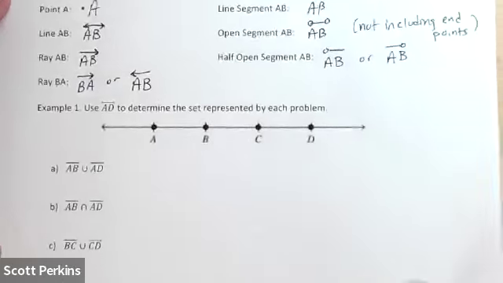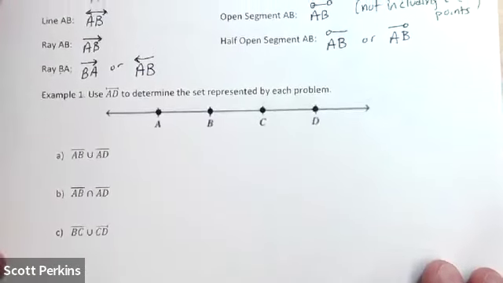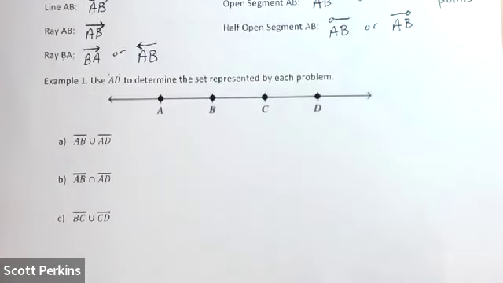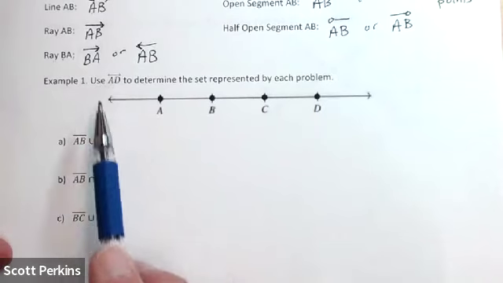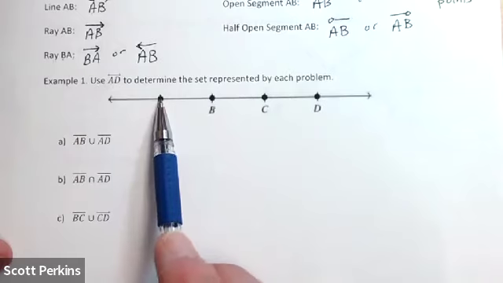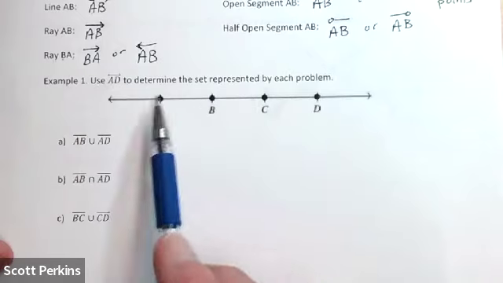So here's an example just to play around with these things and get a little familiar, because I know you probably haven't done a whole lot of geometry in the last couple months, so I don't want to assume anything. What we're going to do is use line AD. So I've chosen the points A and D to define this line.